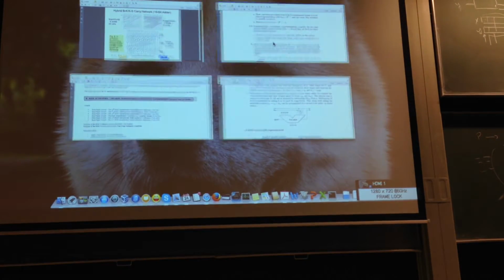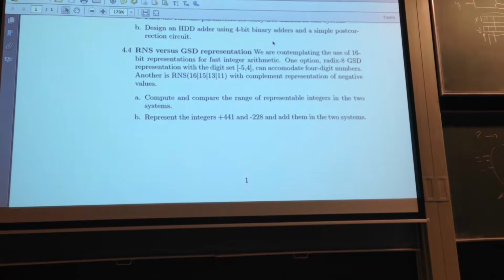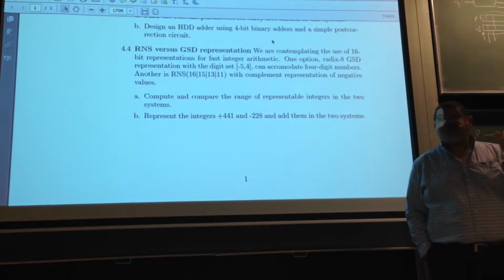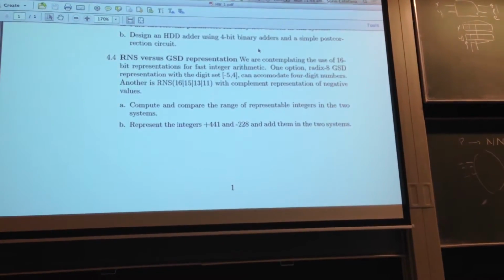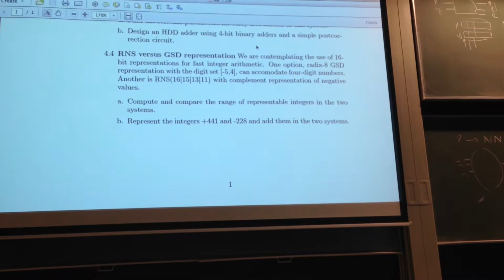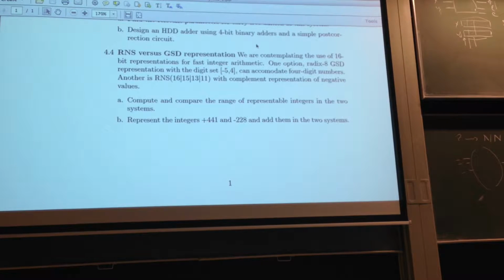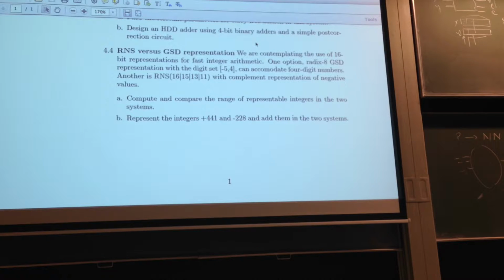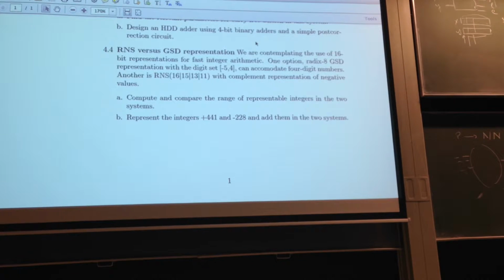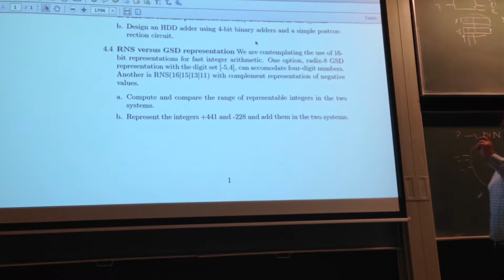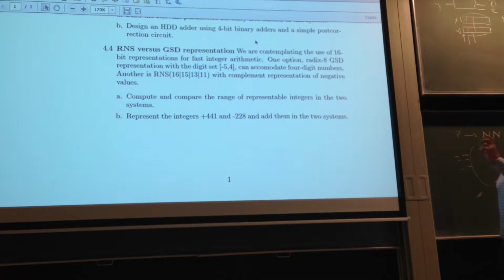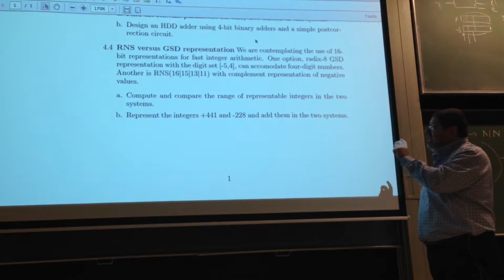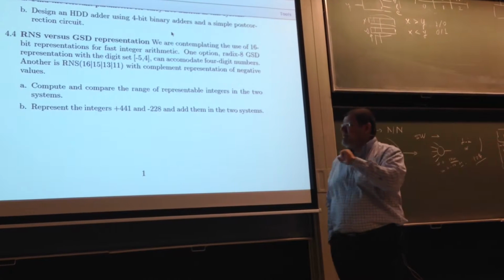The last question of the homework refers to a comparison between two systems, between RNS and signed digit representation. The question was to see which one of those is better, and to compare them. You are given a radix 8 signed digit representation with digit set -5 to 4, and also an RNS system. You are asked to compute and compare the range, then to represent two integers and do the addition.